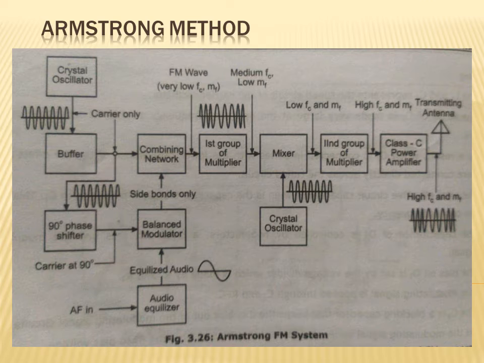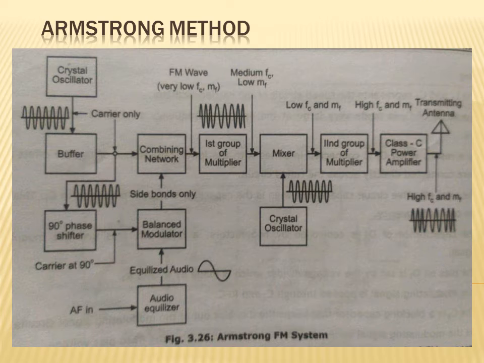So first we see the function of crystal oscillator. This crystal oscillator generates a high frequency carrier signal up to 1 megahertz. Then it is applied to the buffer. So what is the function of crystal oscillator? It generates high frequency carrier signal up to 1 megahertz. Then this signal is applied to the buffer.